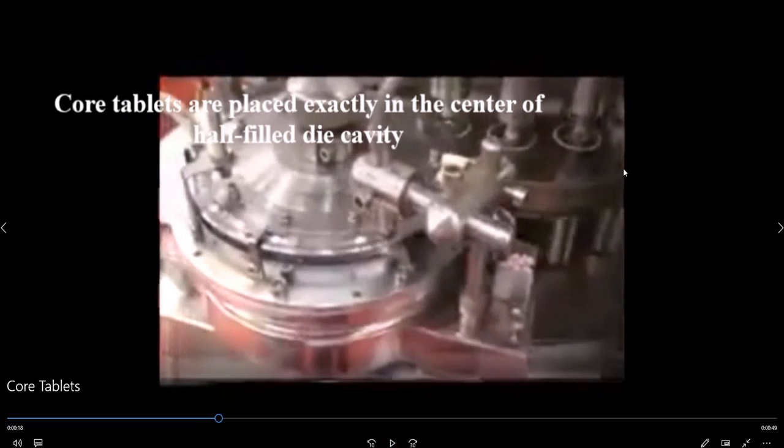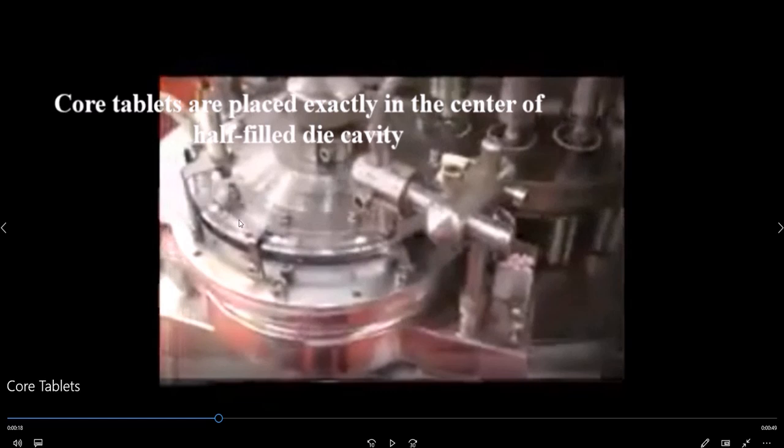Okay, watch here. The core tablets are getting placed in the holes. The plate contains holes. It will be placed in each hole. Each hole will have one core tablet. Now this rotating plate will take the core tablet into the partially filled cavity. These are the upper punches. Here we have the lower punches, and this is the die, and we have the die cavity.